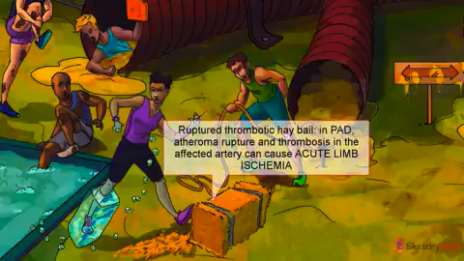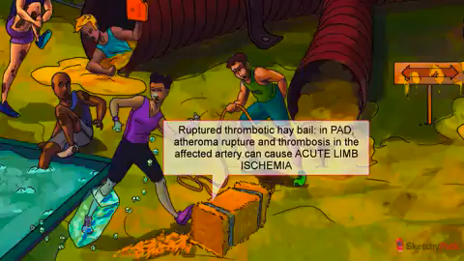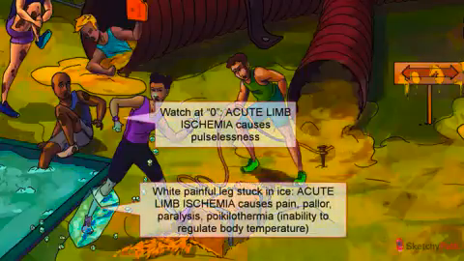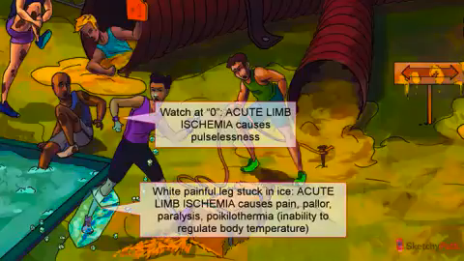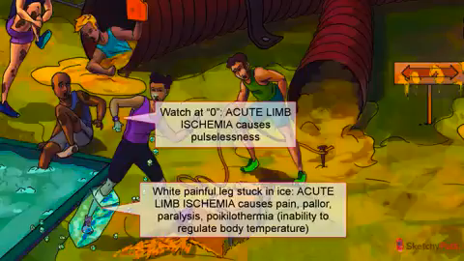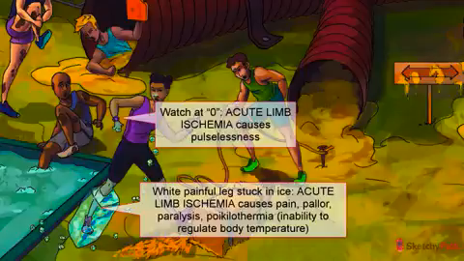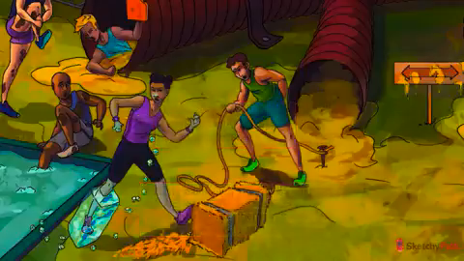Luckily, acute limb ischemia has a convenient mnemonic for remembering the symptoms: the 6 Ps. Pain, even at rest, pallor, pulselessness, paralysis, poikilothermia, and paresthesia. While the first 4 are pretty self-explanatory, poikilothermia is just a fancy term that means inability to regulate body temperature. Specifically in this case, we're talking about hypothermia from lack of blood flow. Paresthesia refers to neurosymptoms, including tingling, numbness, or burning.